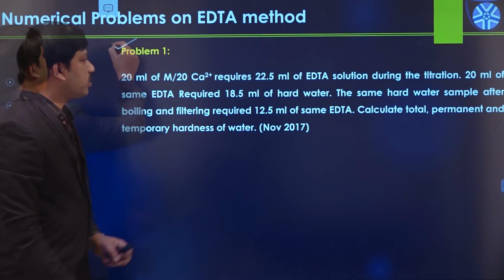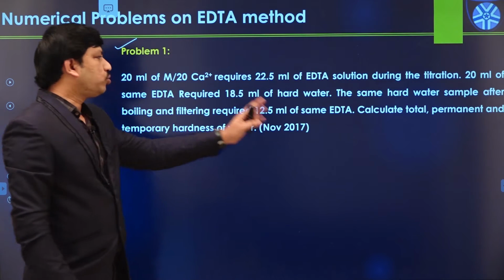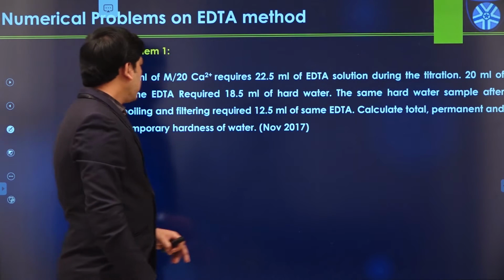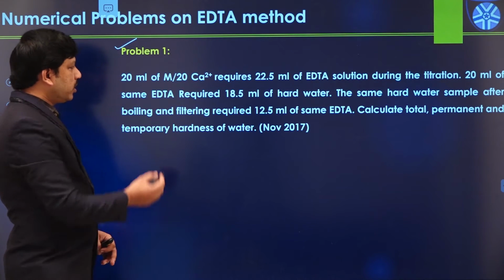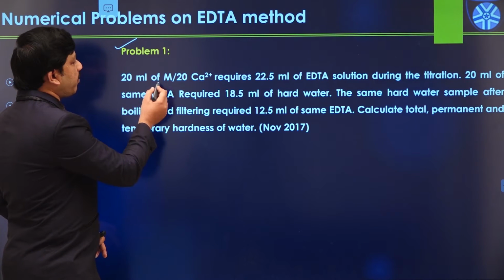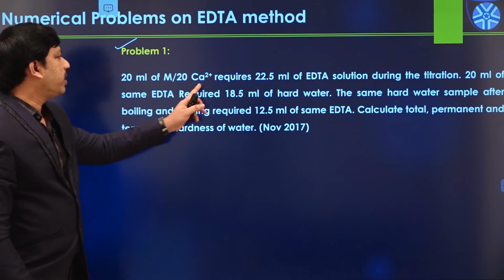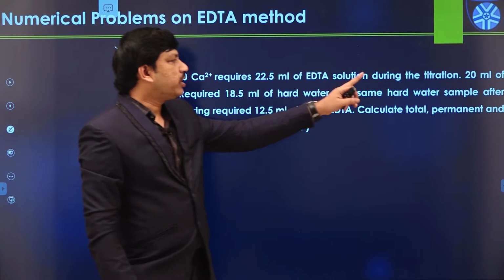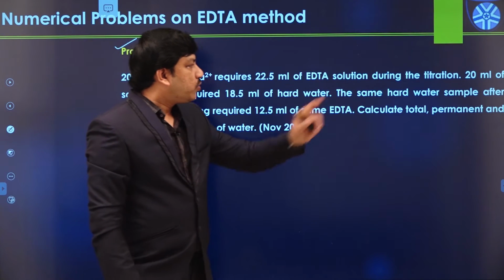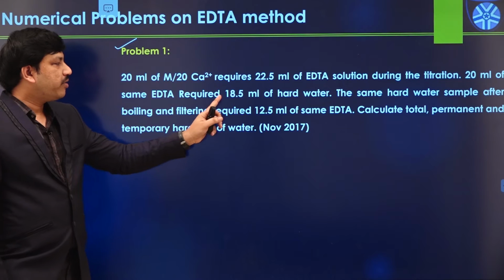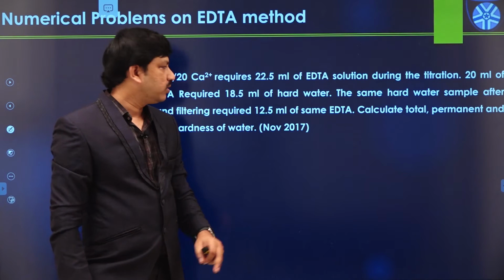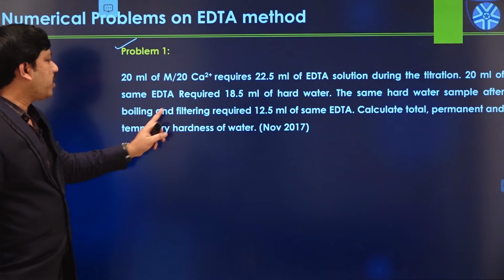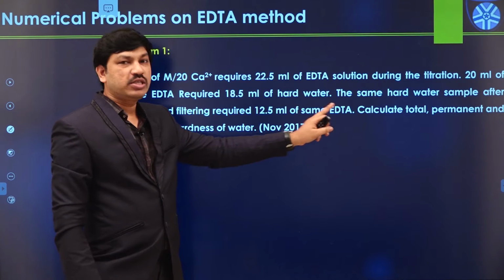So this is our first problem. They have given some data, and we have to go through the data and finally find out the required hardness values. According to this problem, 20 ml of M/20 calcium chelation solution requires 22.5 ml of EDTA solution during the titration process. 20 ml of the same EDTA required 18.5 ml of hard water. And the same hard water sample after boiling and filtering required 12.5 ml of the same EDTA.